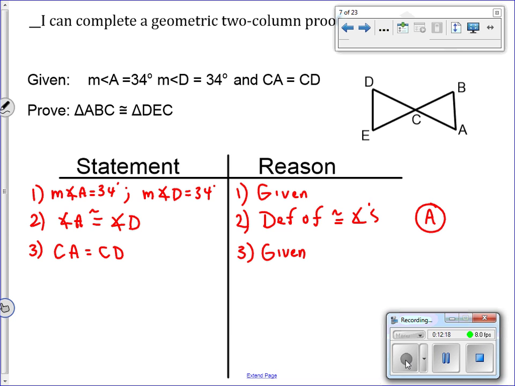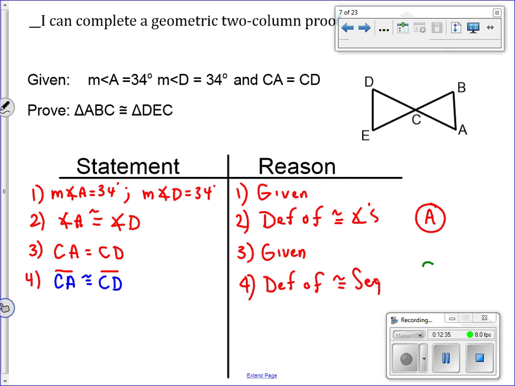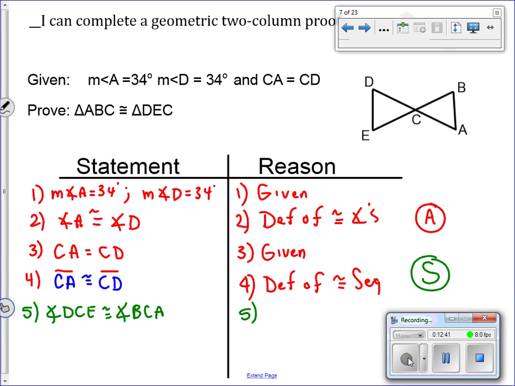Line 3, CA is equal to CD. Now, again, I need to show that pieces are congruent. See if you can write line 4 on your own. All right, there you have it. We have two segments that are congruent, and that's by definition of congruent segments. Let's put an S, and we're just going to simply spell out angle, side, angle.